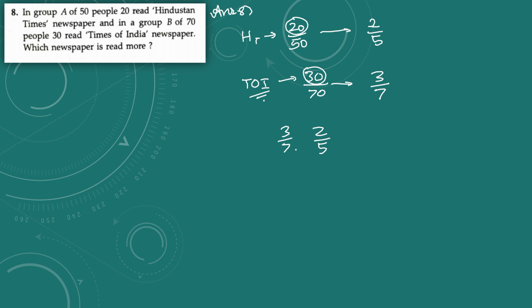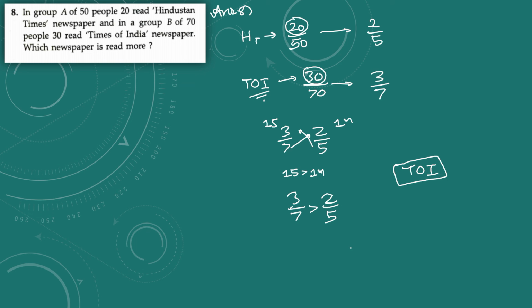We are going to do it by the cross multiplication method. We multiply 7 into 2, which equals 14, and 5 into 3, which equals 15. And as we know that 15 is greater than 14, therefore 3/7 would be greater than 2/5. Therefore Times of India has been read by a greater fraction of people. And like this, you can solve the questions directly.